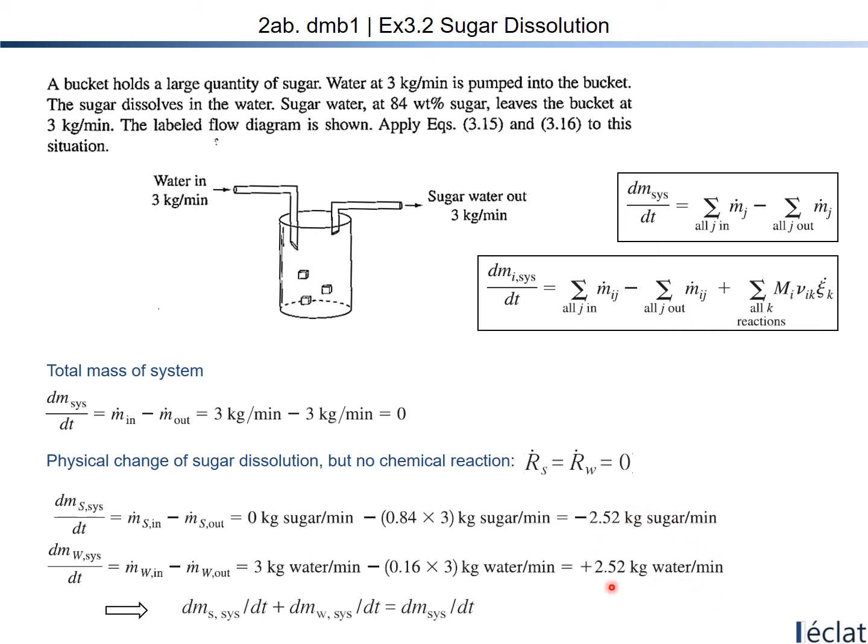The summation of those two rates should be 0, because we already recognize that dm/dt for the total mass of the system should be 0. Again, dm of sugar in system/dt plus dm of water in system/dt is minus 2.52 plus 2.52, which is 0. This value is consistent with the value obtained from the total amount version of the mass balance equation.